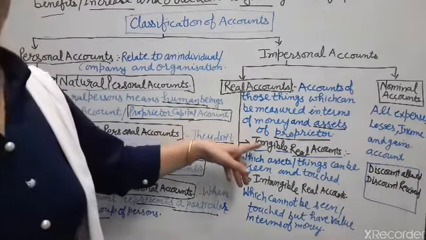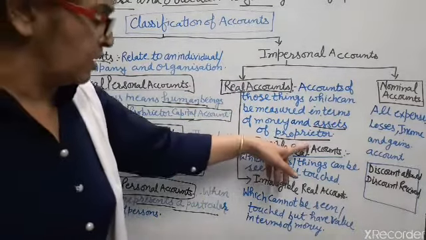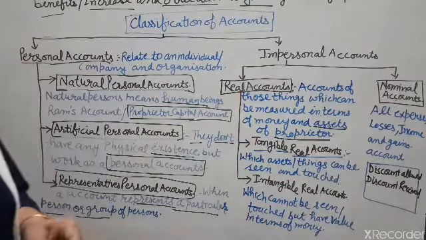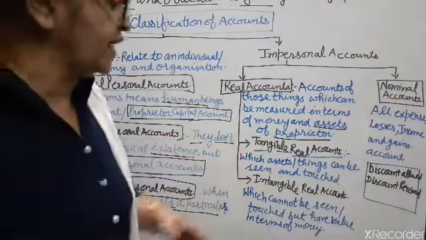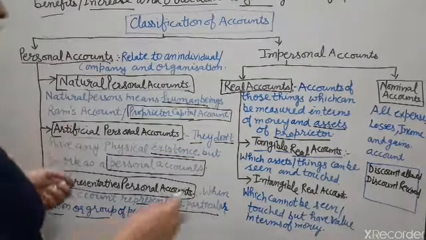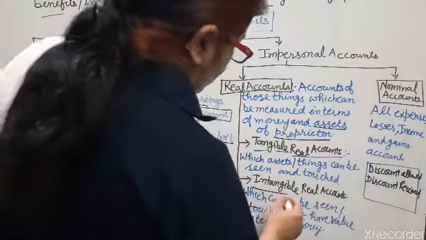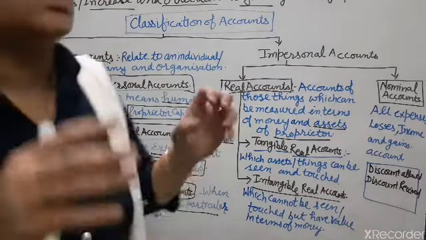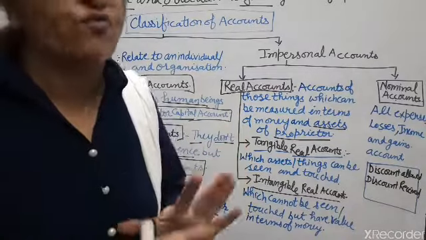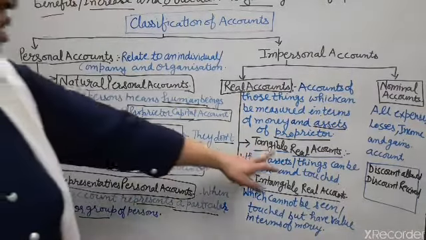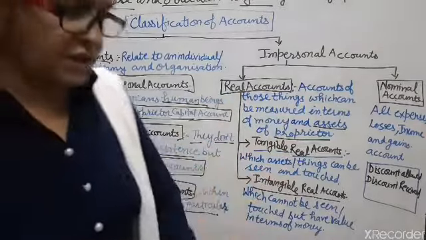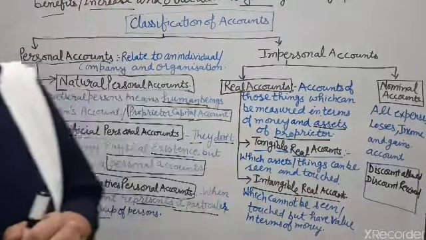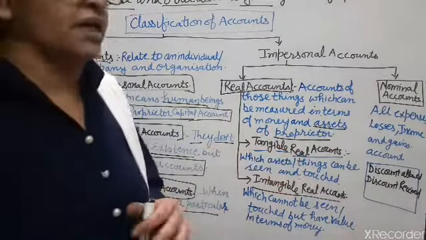All these are the property of a business proprietor, so they are called real accounts. And real account is also divided into two parts. Number one, tangible real account. Number two, intangible real account. Tangible means we can see and touch and it has physical existence. Any asset or thing that can be seen and touched and has physical existence is called a tangible real account.